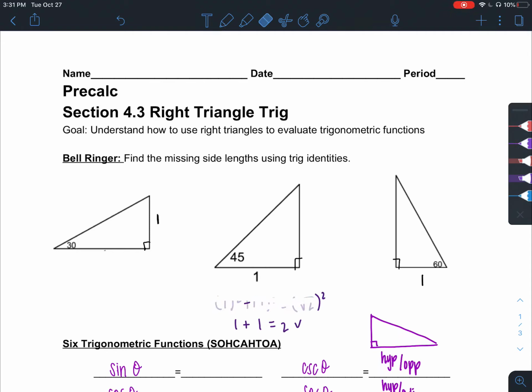Today we're talking about right triangle trig, and so we're evaluating trigonometric functions. Okay, so we're gonna just kind of speed through this bell ringer. It should be reviewed from our unit circle in some way. So notice that I switched the one to this side right here. Go ahead and make that change on your own paper.